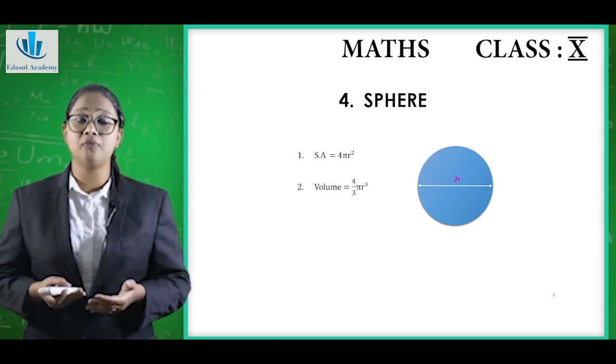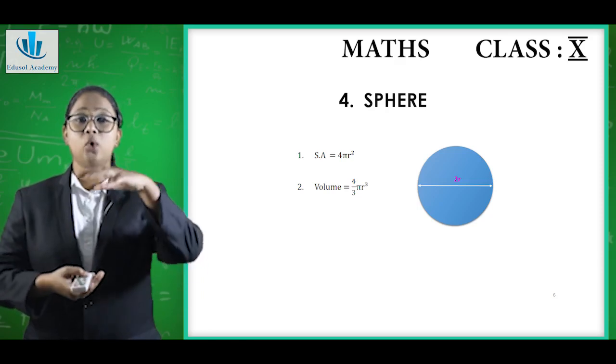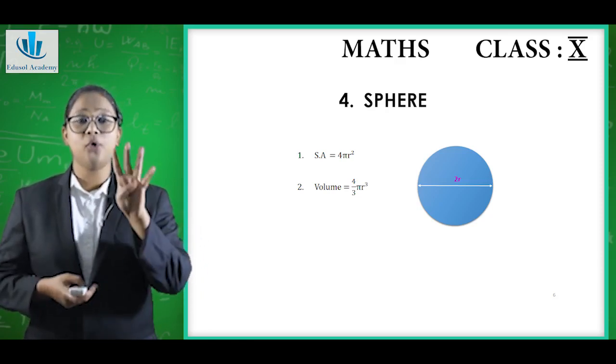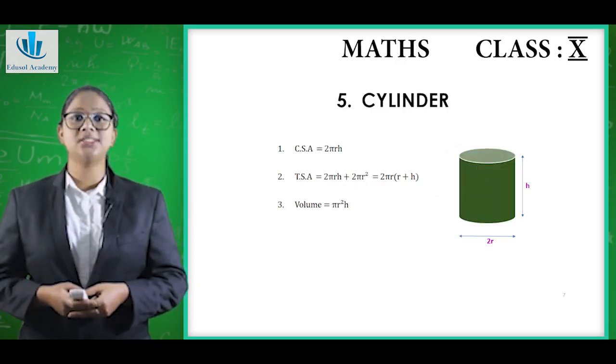So what is the volume of one hemisphere? 2 by 3 pi r cube. So the volume of one whole sphere will be 2 into 2 by 3 pi r cube, or 4 by 3 pi r cube. Here comes the next solid, a cylinder.